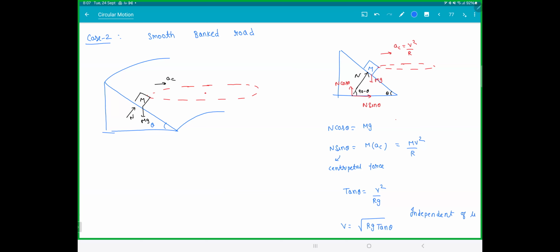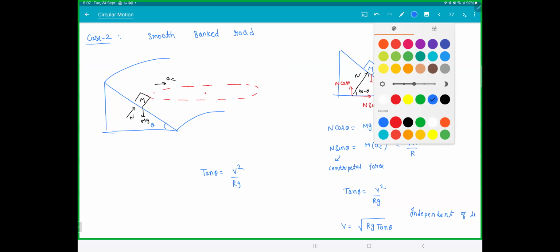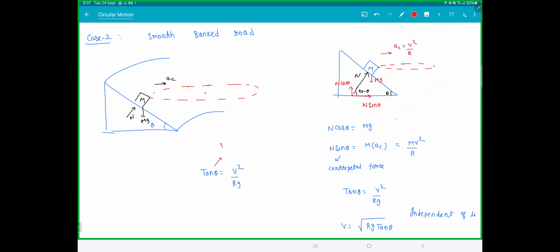R is in your hand, g is anyway constant, theta you can construct. So before making a road, you see how much space you have, what speed limit you want, and accordingly you can make the angle. So this thing here, tan theta equals v square by rg, this theta is called banking angle. And v is called banking speed. So sometimes they'll say like this, the road is banked for speed 30 kilometers per hour.